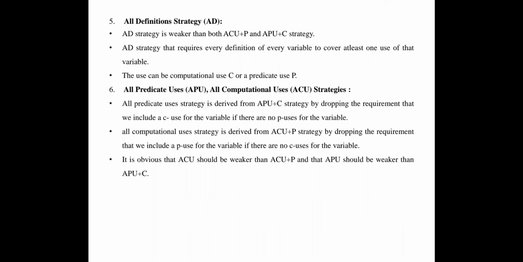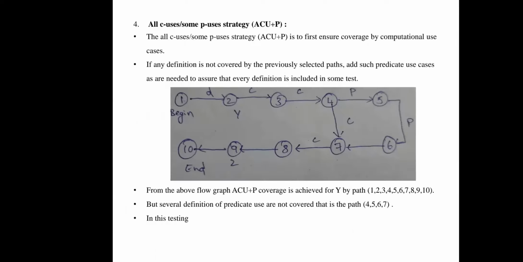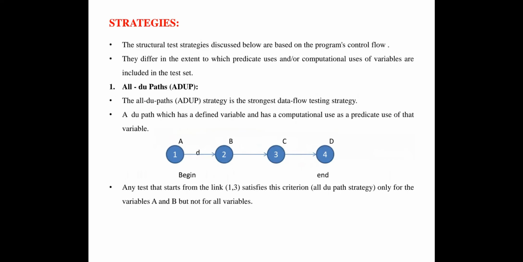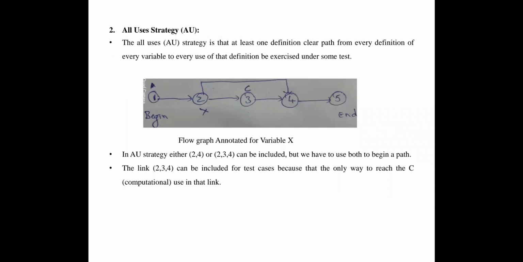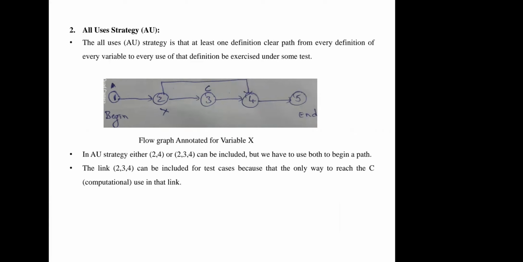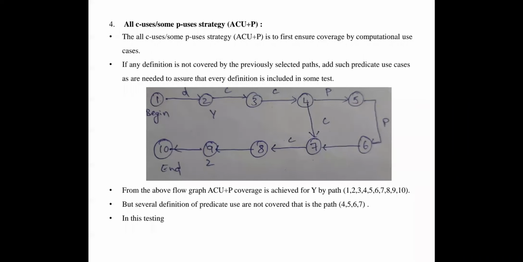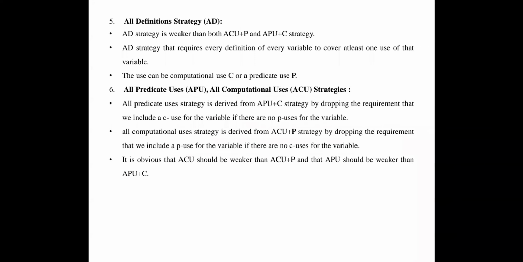In the strategies of data flow testing, we have 6 strategies. The first one is all DU paths. The second one is the all uses strategy, represented by AU. The third one is all PUs some CUs strategy, represented by APU plus C. The fourth one is ACU plus P, that is all CUs some PUs strategy. The fifth one is AD, called the all definitions strategy. And the sixth one is all predicate uses, all computational uses. These are the 6 strategies that we apply for data flow testing.